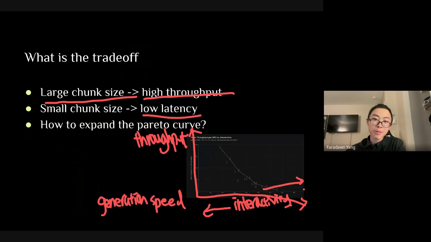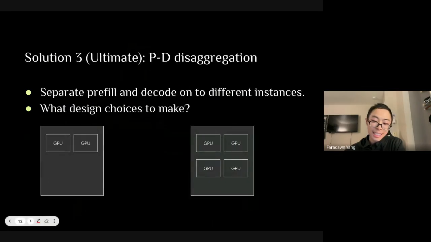Is it that we will have to suffer this trade-off forever? Is there a way to push the Pareto curve outward so that you increase on both dimensions at the same time? This is today's ultimate solution, PD disaggregation, prefill decode separation, which is the heart of Dynamo.